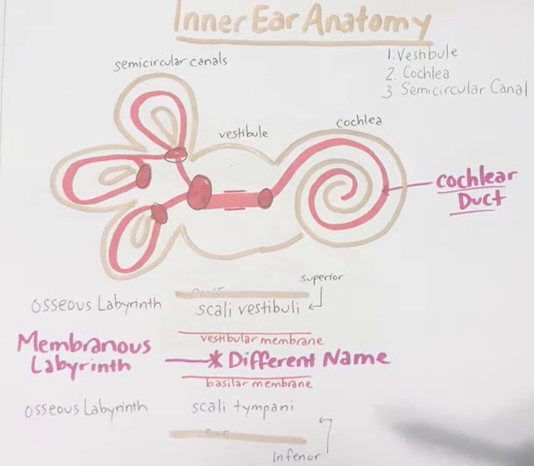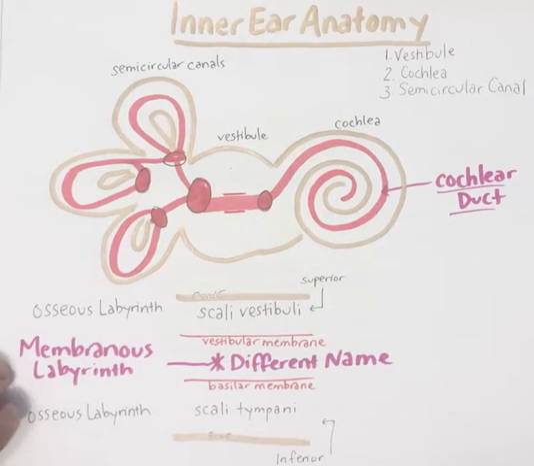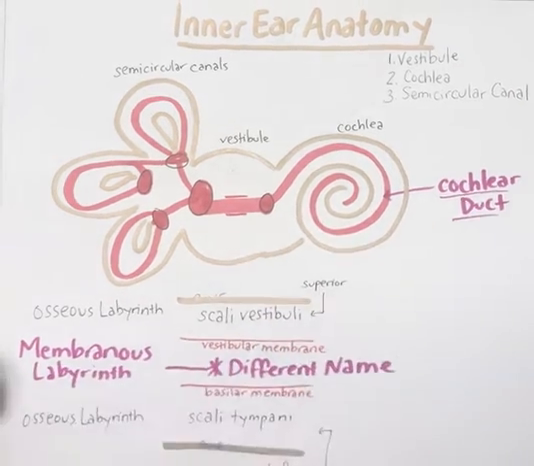Now, each of the membranous labyrinths is going to have specialized structures that help us to hear or help us with dynamic or static equilibrium. So I'm going to go over the cochlea.